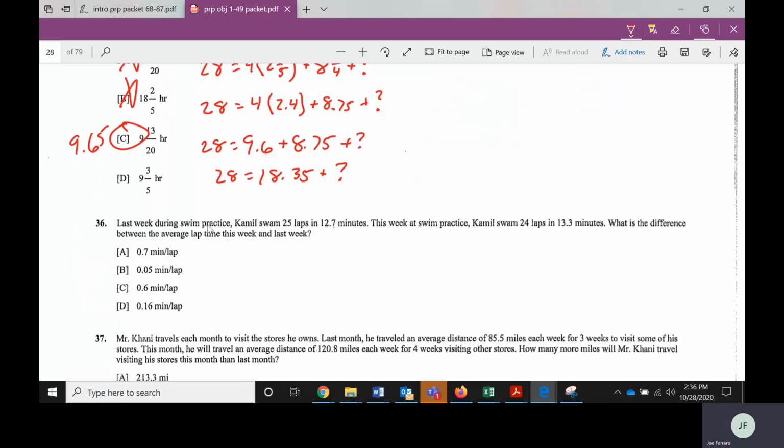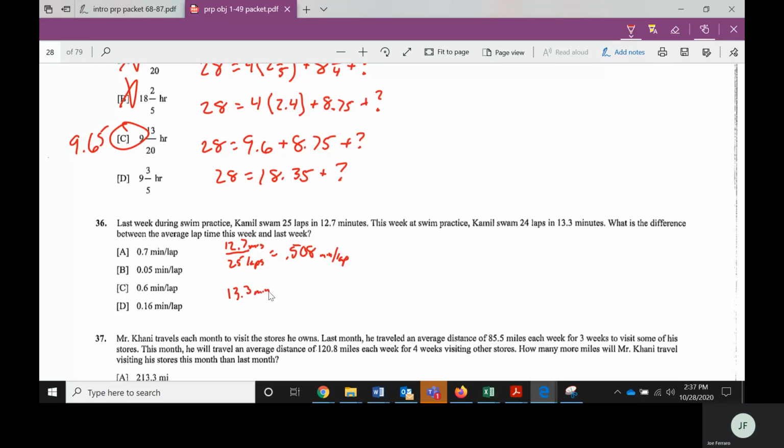So to find the average, if it's minutes per lap, that's minutes divided by laps. So it took 12.7 minutes. You split that up between 25 laps. So 12.7 divided by 25 is 0.508. That was minutes per lap. That's week 1, or last week.